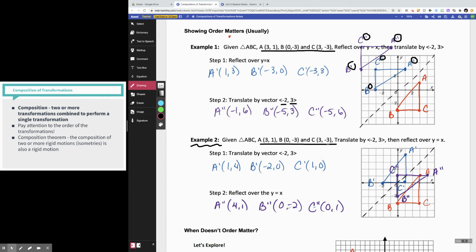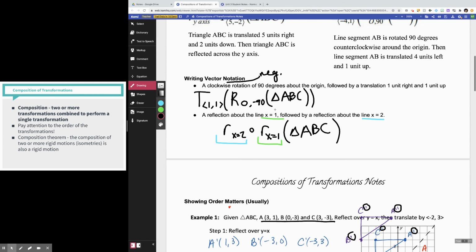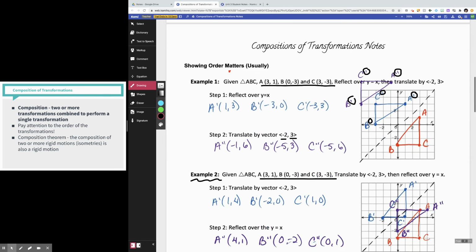So most of the time, the order that you do the transformations in does matter, which is why it's important that you write your transformation notation, your vector notation, carefully so that when it's read, the order is correct, right? That you're doing these in the right order.